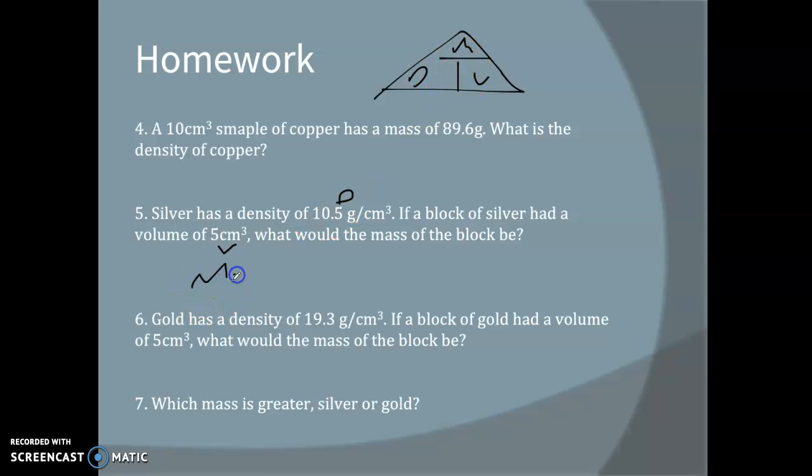So that means mass is equal to density times volume, which is going to be 10.5 times 5, which should give me 52.5. And since it's mass, it will be in grams. Notice that the density is grams per cubic centimeter. If it said kilograms, then my answer would be in kilograms. That's what you're doing here. You're completing the other ones, and we'll go from there.